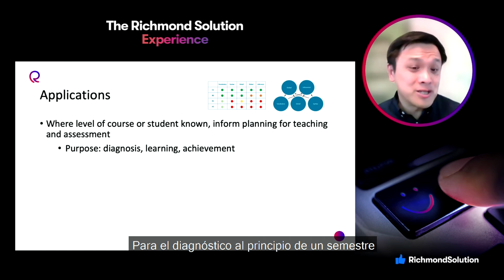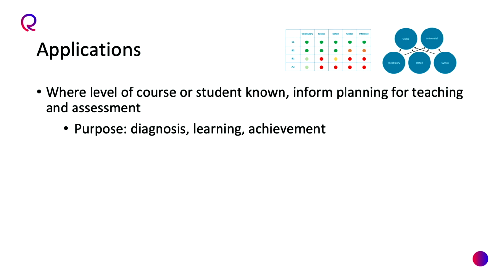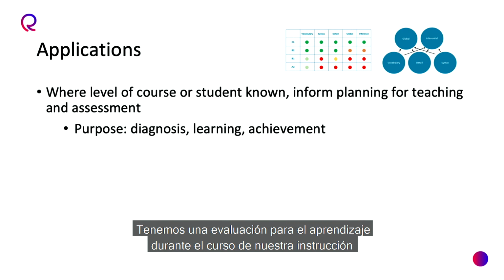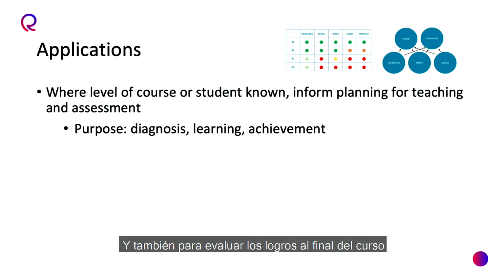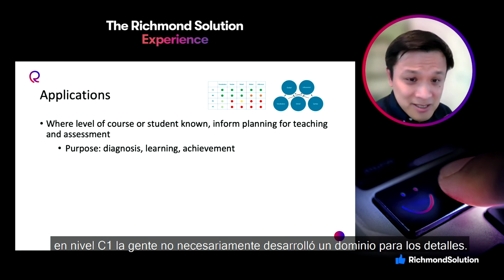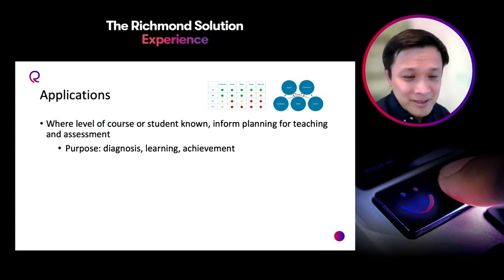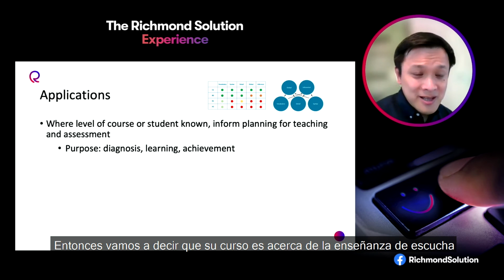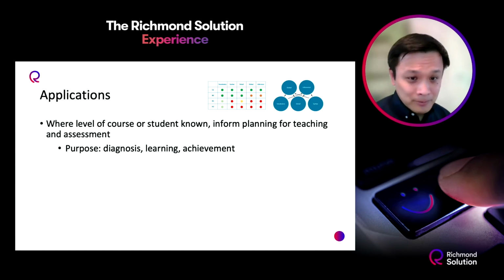For example, for diagnosis at the beginning of a term in order to find out where your students are at. We could have assessment for learning in the course of our instruction. And we can also have achievement testing to find out at the end of the course what they have learned. Now, let's think about listening for detail, for example. We noted that at the C1 level, people haven't necessarily developed full mastery of listening for detail. So let's say that your course is about teaching listening to people who are at the B2 level.